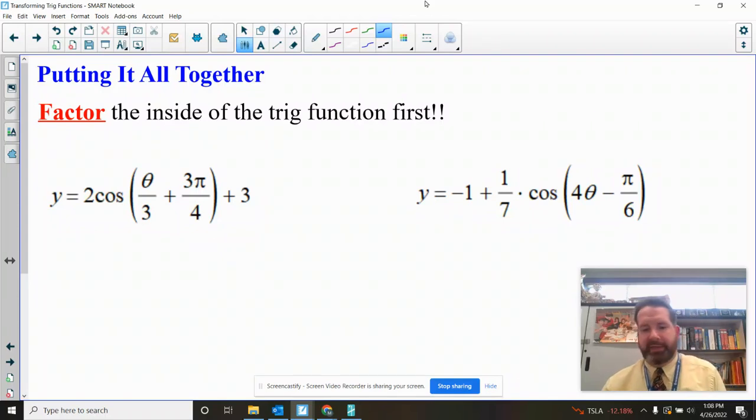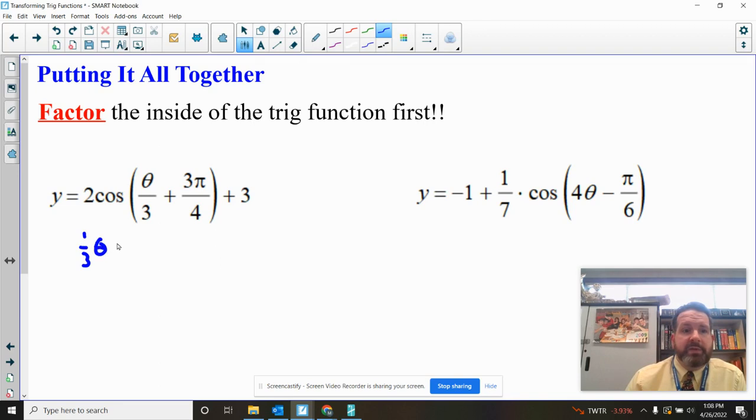Okay, let's put it all together. And to do that, the first thing I want you to do is what we just did with the phase shift and factor what is inside these parentheses. So step one, I want you to take theta over 3. Well, that's really theta times a third.